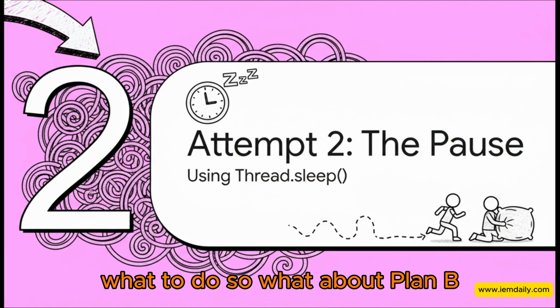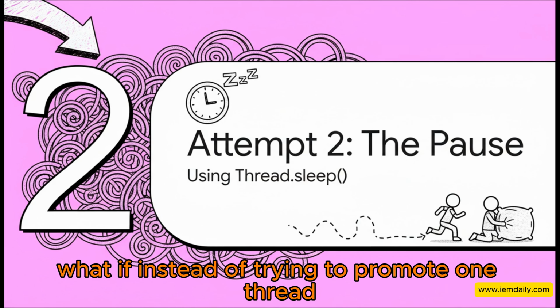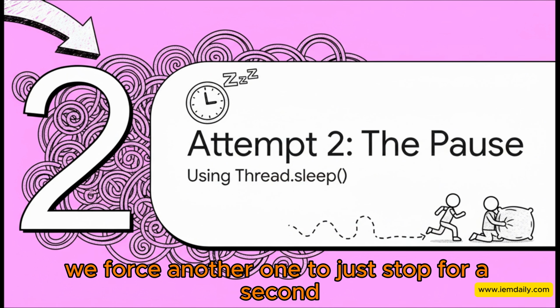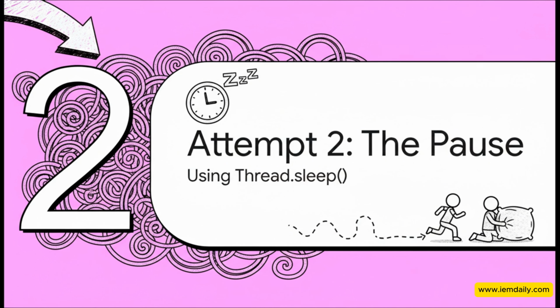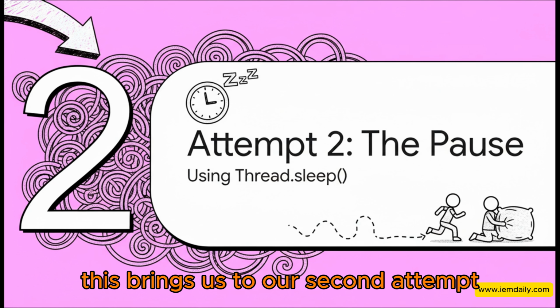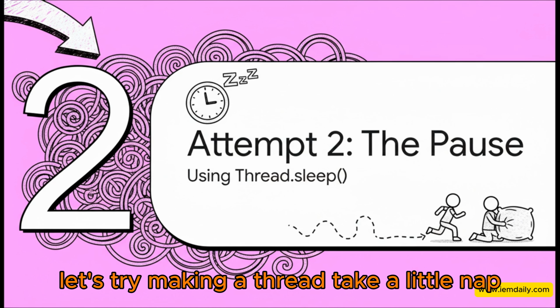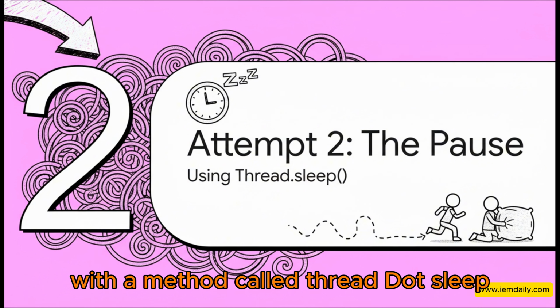So what about plan B? What if, instead of trying to promote one thread, we force another one to just stop for a second? This brings us to our second attempt. Let's try making a thread take a little nap with a method called Thread.sleep.